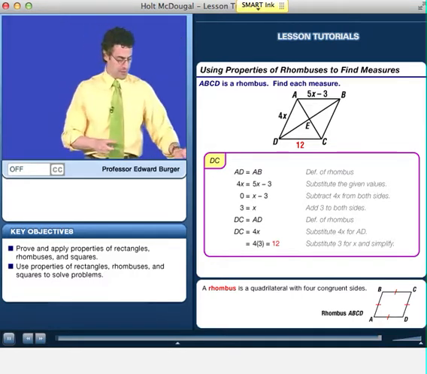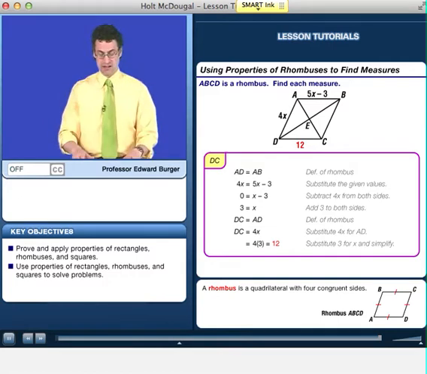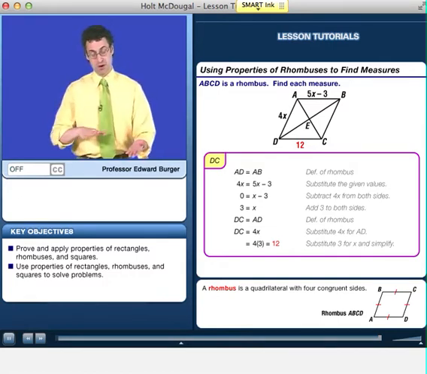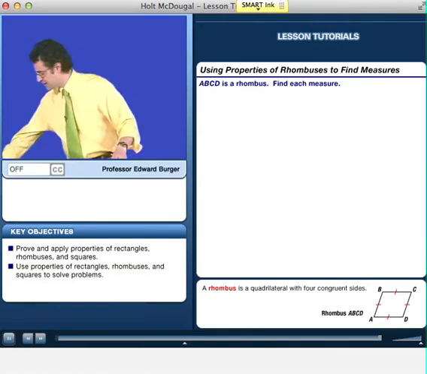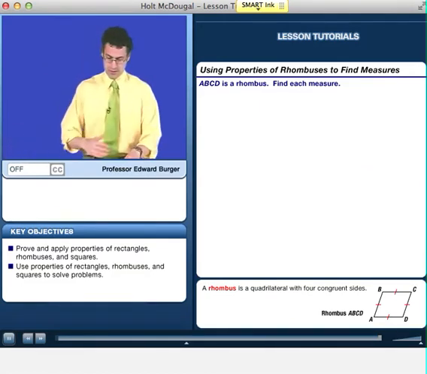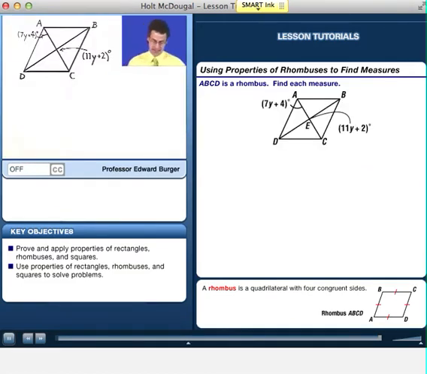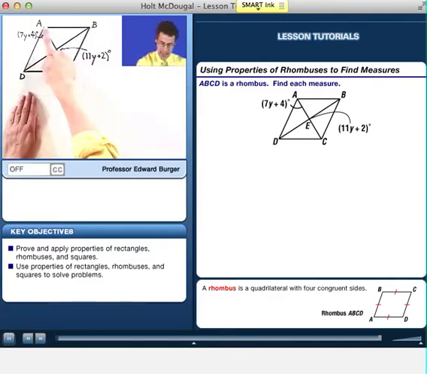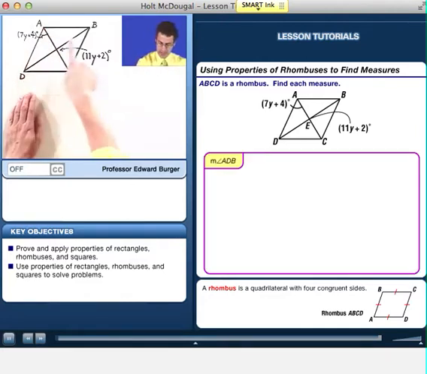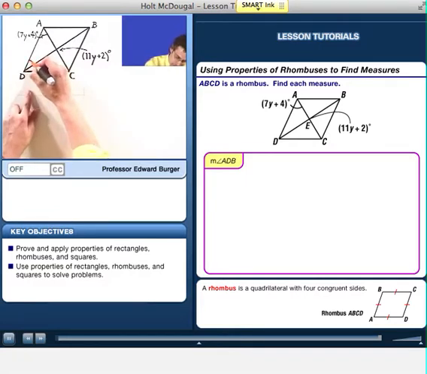Look how we're using all the properties of a rhombus in order to solve a question that's both geometric and algebraic. Cool. Let's try another one together. So here, I'm given another rhombus, ABCD, and the question is, what is the measure of angle ADB? So we want to find this little teeny angle right here, knowing that we have a rhombus.